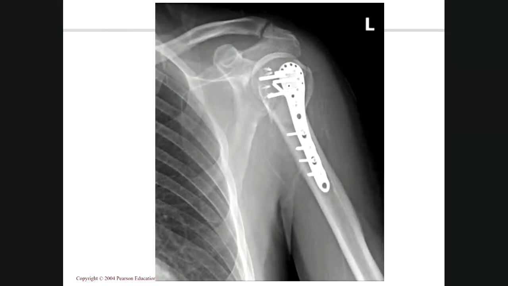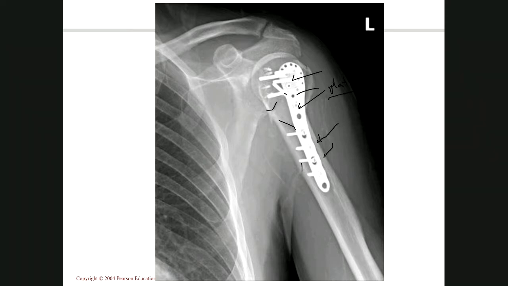As I said, sometimes you need support. So it can be pins, it can be screws. This is a plate. And so this person probably had a comminuted fracture. You can see all these little fracture pieces in here, and so they have to put a plate in there.